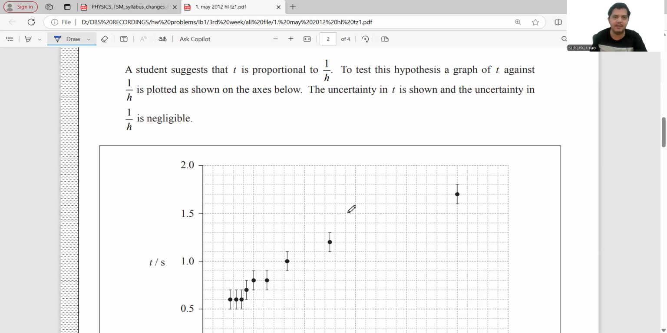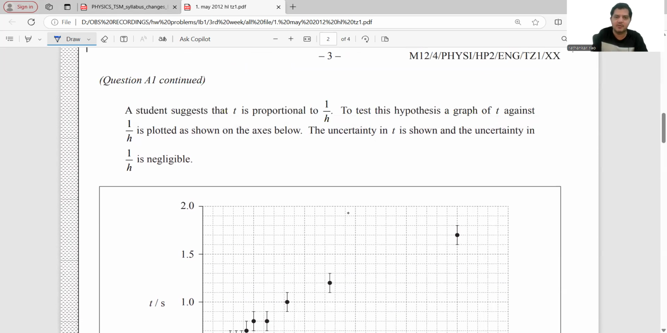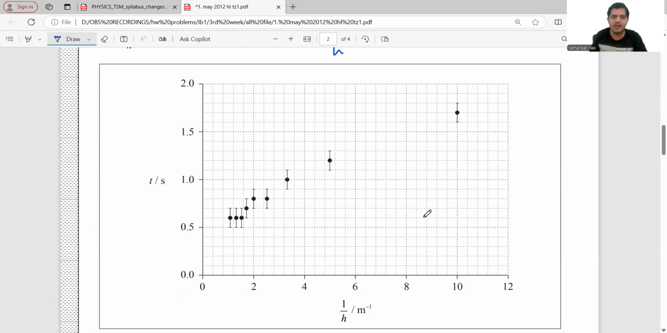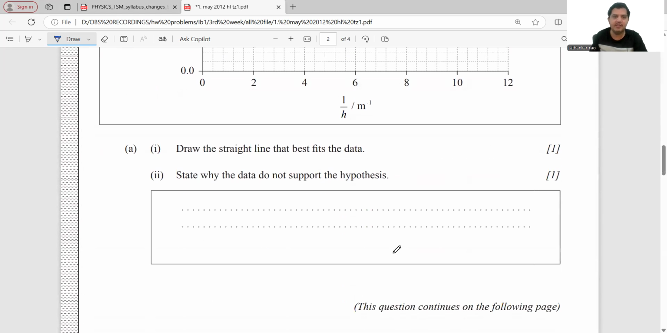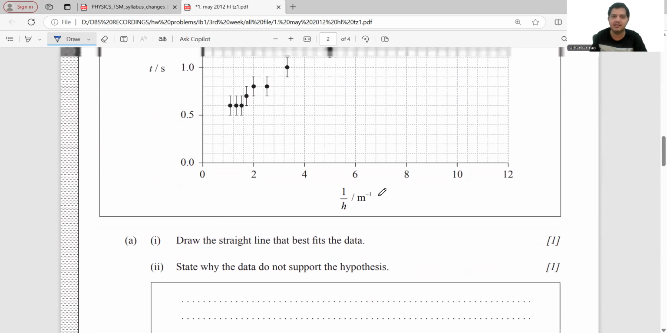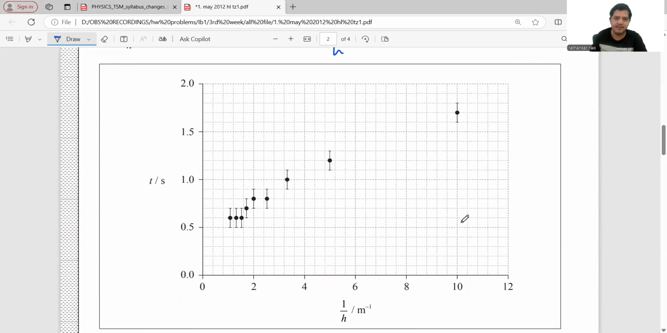T versus 1 by h: he says that t is proportional to 1 by h. So the graph of t is done. Now, draw the straight line that fits the data. What we will do is take any one of these points such that it meets all these points. Thus, I can draw a straight line like this, which fits the data.